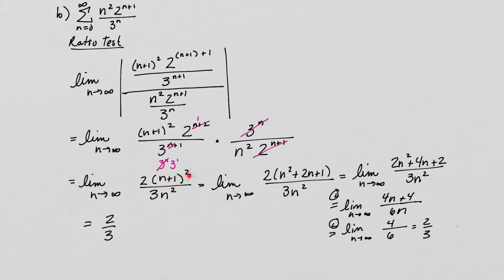So on the top I have an n squared, and on the bottom I have an n squared. So I knew the power on the top was the same as the power on the bottom. They're the same power of n, so it's just going to be the ratio of the coefficients. And just to finish up the problem, 2/3 is less than 1, so it's going to converge.